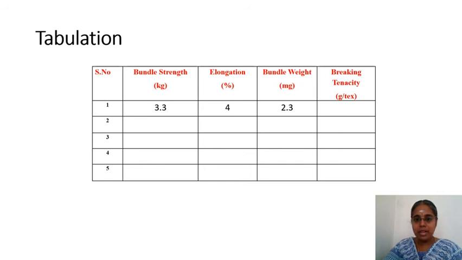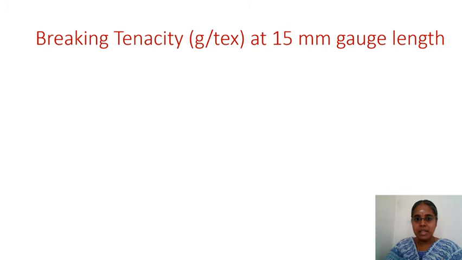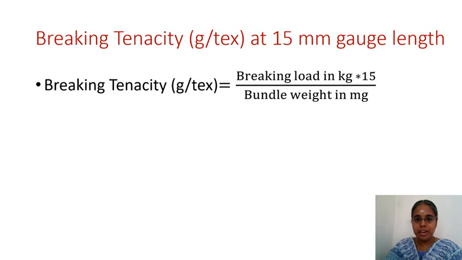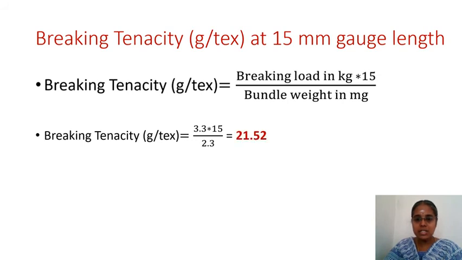Bundle weight in milligrams. And next we have to calculate the breaking tenacity in gram per tex. We have used a 15 mm gauge length now. The formula to find breaking tenacity in gram per tex is breaking load in kgs into 15 divided by bundle weight in milligram. Substituting for the breaking load, which is 3.3 kgs, 15 is the constant and 2.3 is the bundle weight. Hope you have found the answer. Yes, it is 21.52 gram per tex is the tenacity.